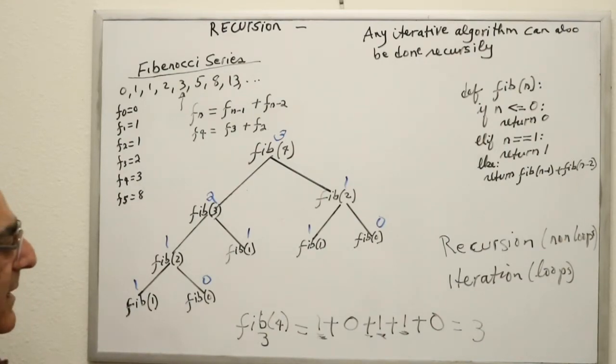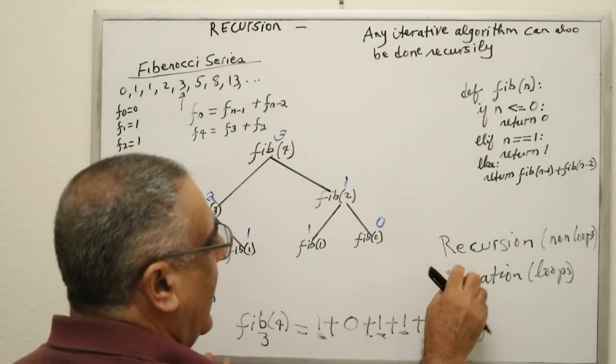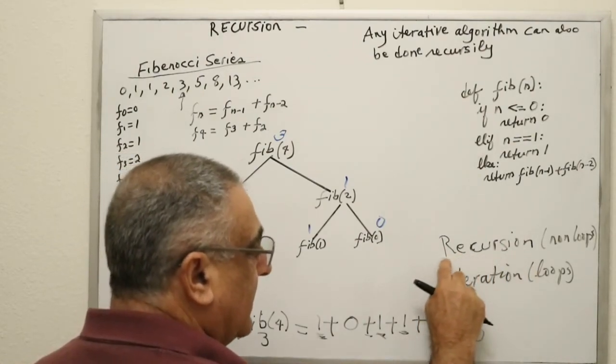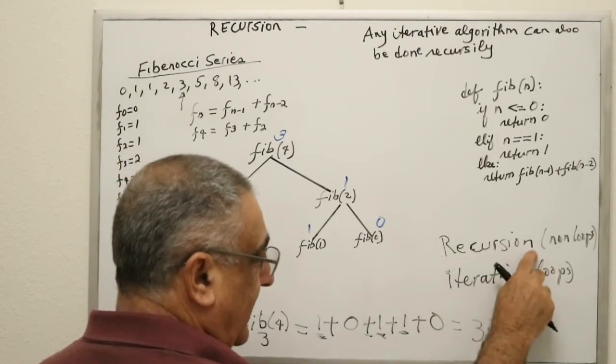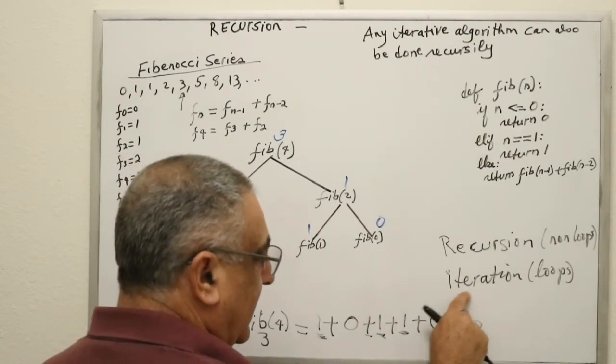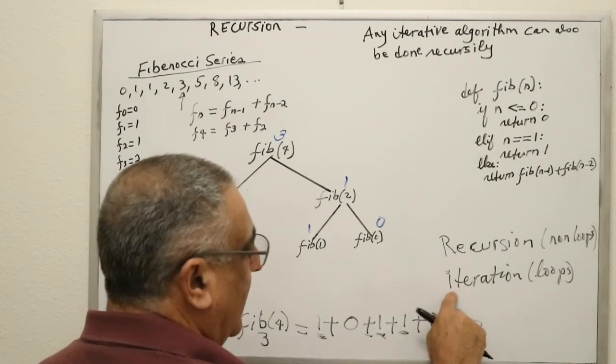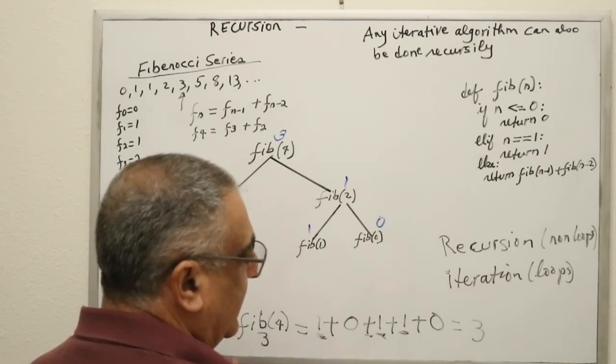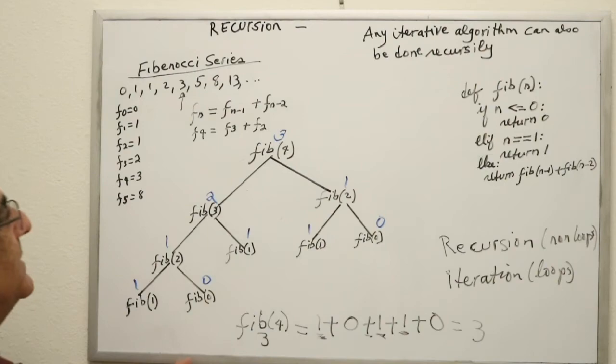So again, to reiterate, any algorithm that I can write recursively, meaning without loops, I can also implement using iteration, which is actually using loops. And the Fibonacci series is a series that can go on and on.